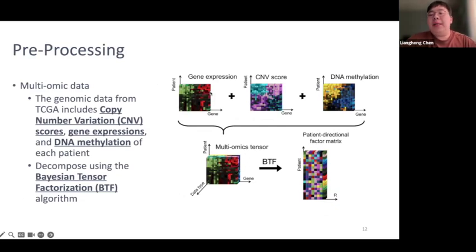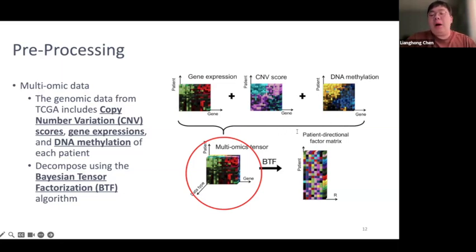Now we prepare the data for model training. We first pre-process the genomic data. Our genomic data involves gene expressions, copy number variation scores, and DNA methylation. For each type of data, each row represents the information for one patient. We concatenate the 3 types of data and get a 3D tensor. In this tensor, each layer includes the 3 types of genomic data the patient has.